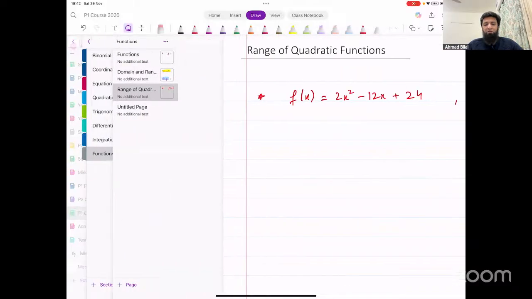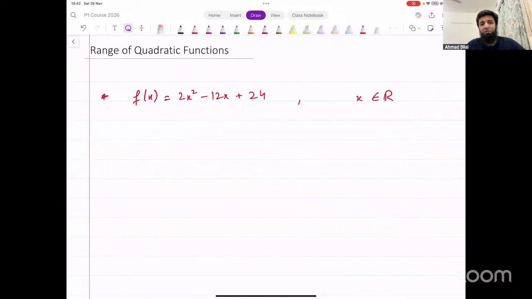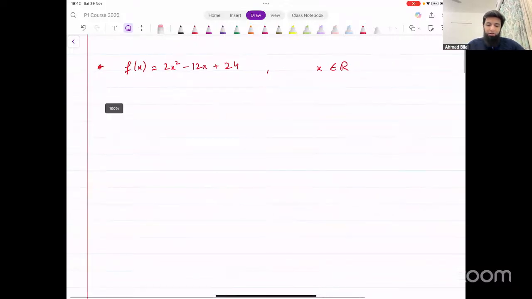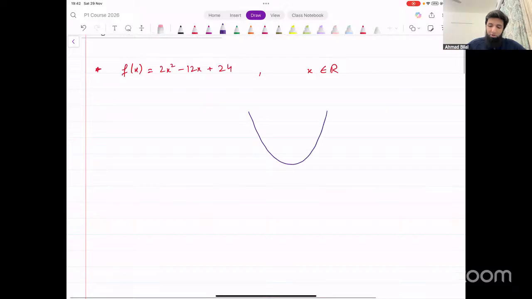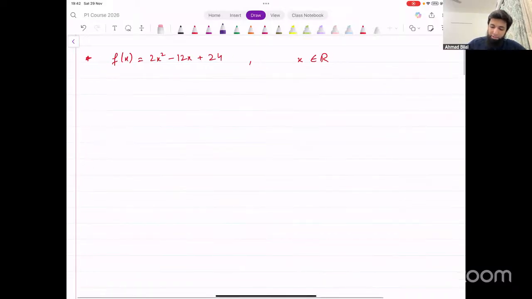But it does not quite work the same way for quadratic functions because remember, what does a quadratic function look like? There are two possible shapes. It could be a U-shaped graph or it could be an N-shaped graph, right? So it could be like this or like this. These are the two possibilities. Which one of the two options is this one? This is a U-shaped graph, right? So it looks like this.